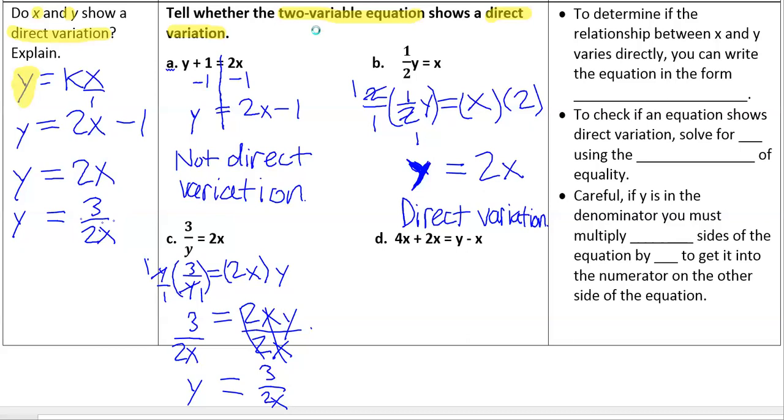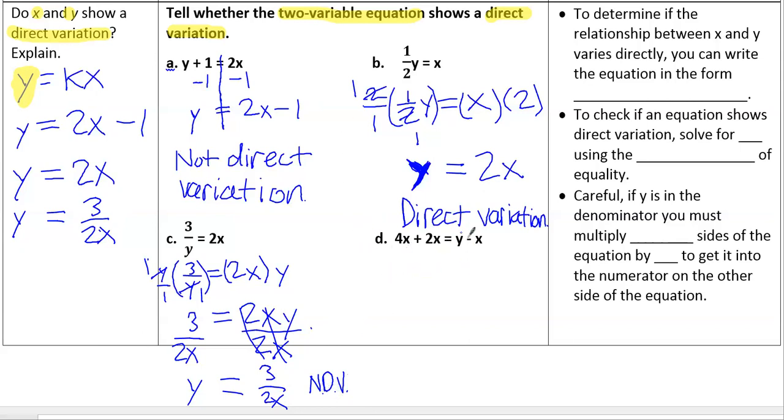And then, hold on, my computer is going very, very slowly. I don't know if you can see it, but I have the little wheel of death. Okay, so this is not direct variation. And since I'm running out of space, I'm just going to put NDV, not direct variation. And let me, well, I guess we have enough space.